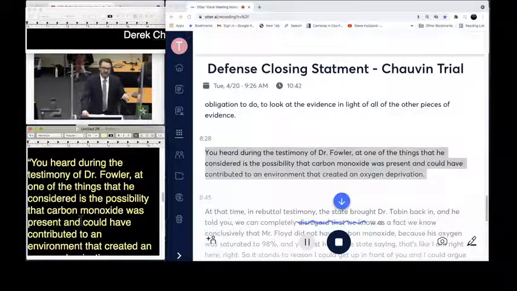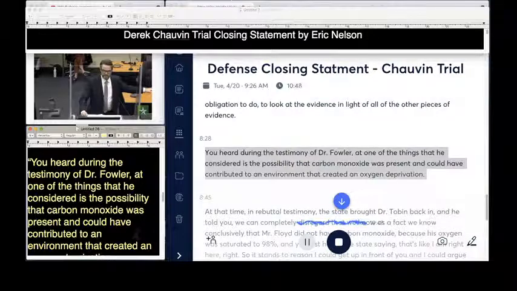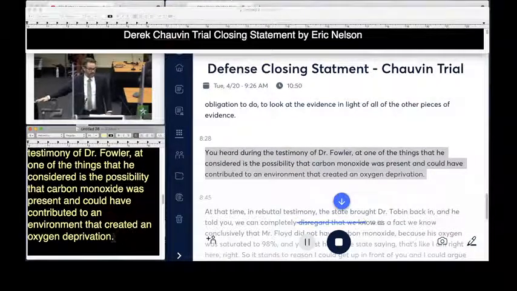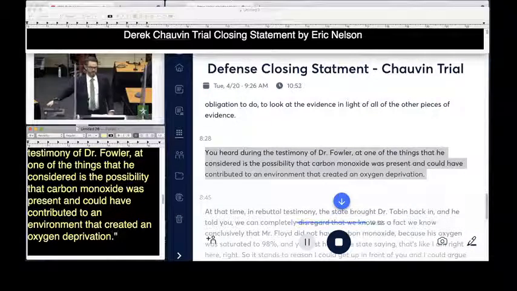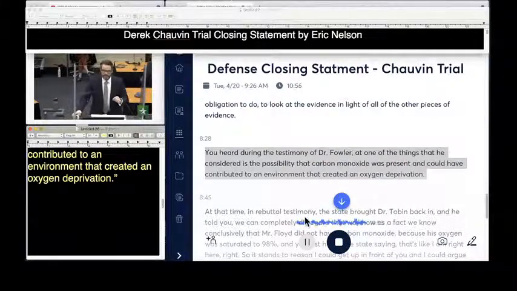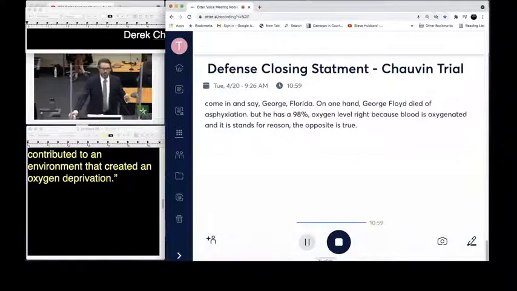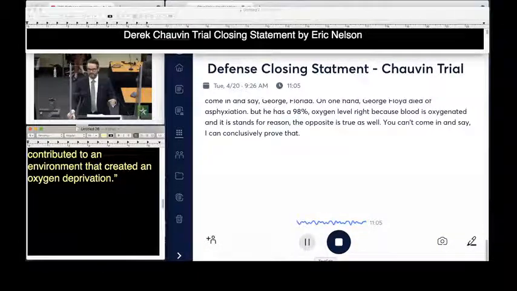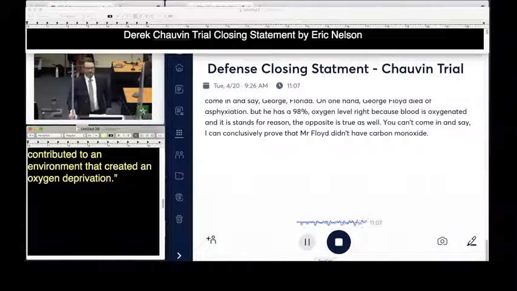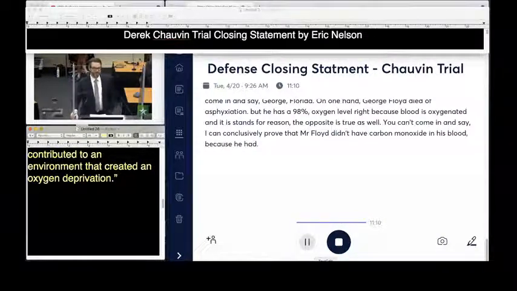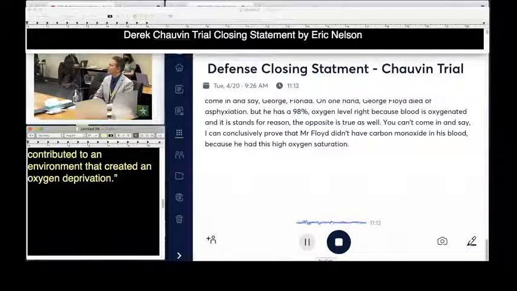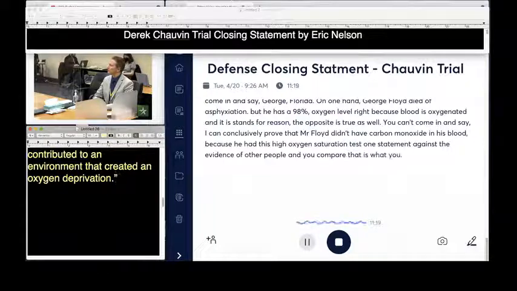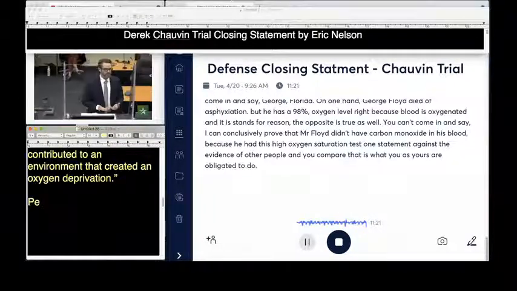Because you can't come in and say, George Floyd died of asphyxiation, but he has a 98% oxygen level, right? His blood is oxygenated. Then it stands to reason the opposite is true as well. You can't come in and say, I can conclusively prove that Mr. Floyd didn't have carbon monoxide in his blood because he had this high oxygen saturation. You test one statement against the evidence of other people and you compare it. That is what you as jurors are obligated to do and what I am asking you to do.